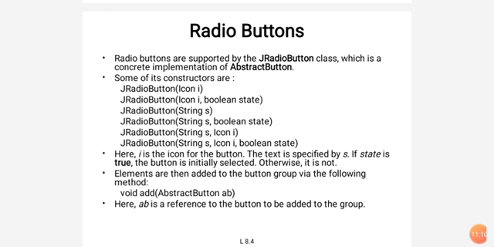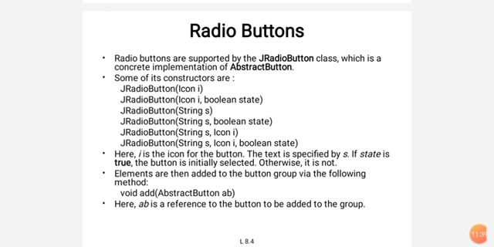First one is the JRadioButton with an icon. Here, whatever image you want to display beside that radio button, you can specify with the path. The next constructor is icon and boolean state. Here you are displaying that image beside the radio button, as well as specifying the state of that button. If it is true, it means it is selected; if it is false, it means it is not selected by default. Third one is text.